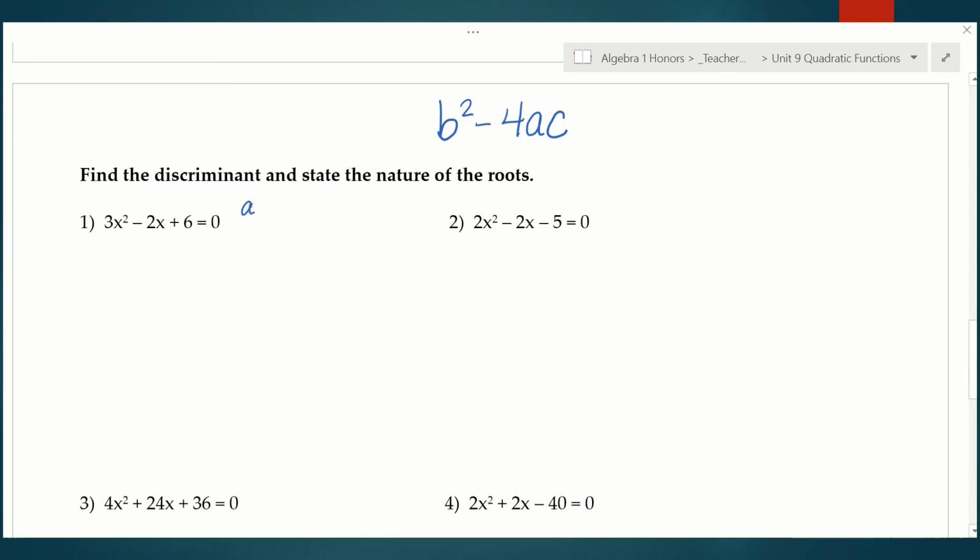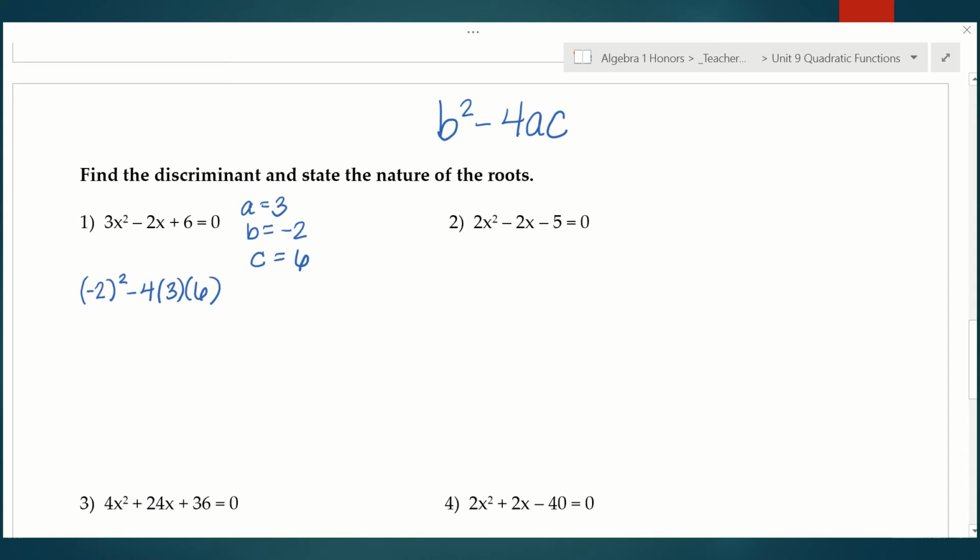I'm going to list them for number 1. Remember, a is the coefficient of your x squared term, b is the coefficient on x, and c is your constant. So there's our a, b, and c for number 1. When I go to plug this into my discriminant formula, I have b squared minus 4 times a times c.